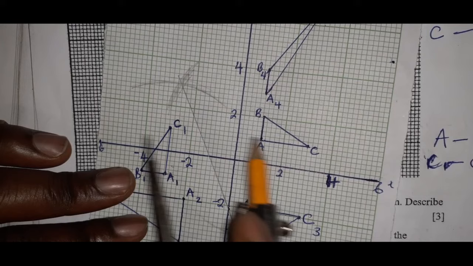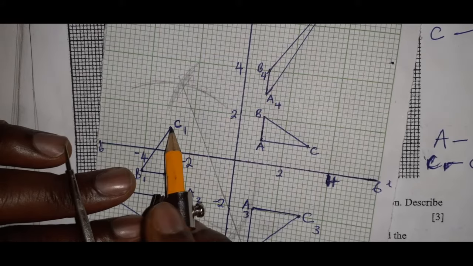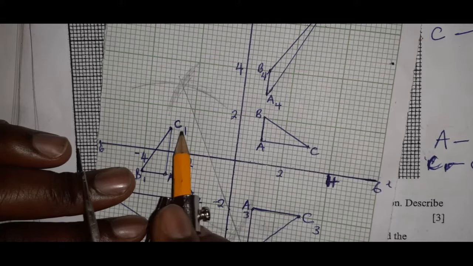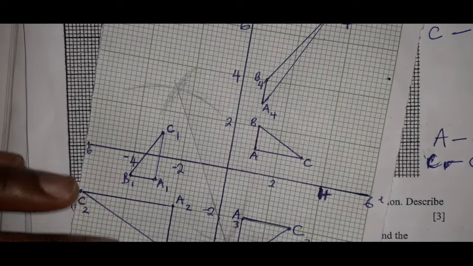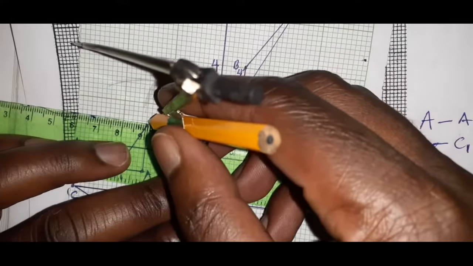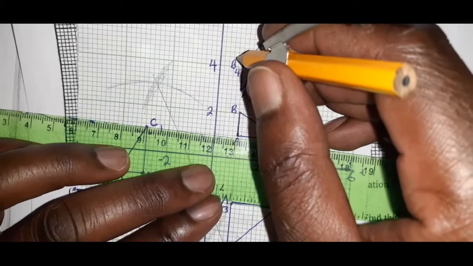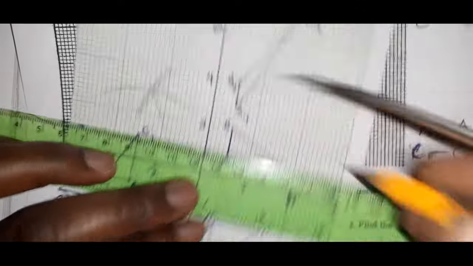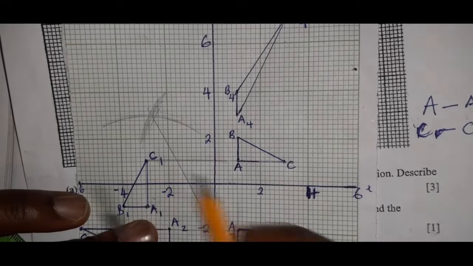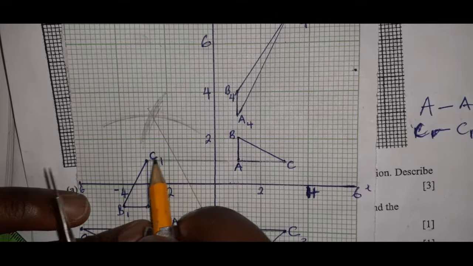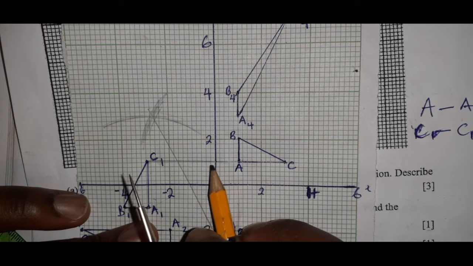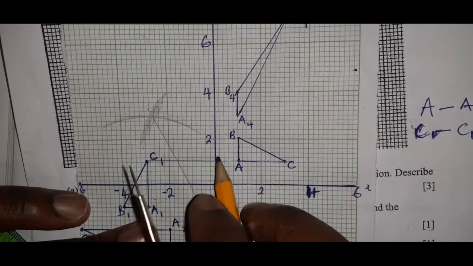Then the second one, we also need to join. There will be a straight line coming from C to C1. Now, this is a straight horizontal line. So when we construct a perpendicular bisector of a line from C to C1, we are dividing it into 2 equal parts. This horizontal line is perpendicular to the y-axis. So we want to see the middle part of this.